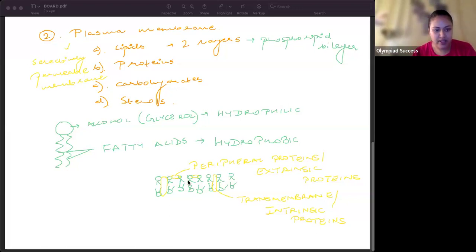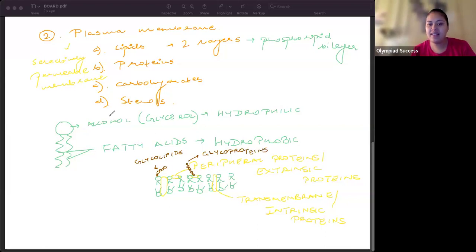Okay, next, normally carbohydrates can be attached in two ways. I'll just draw it with another color. So carbohydrates either can be attached to the lipid layer or they can be attached to the protein. If they're attached to the lipid, they are known as glycolipids. Glyco means glucose, lipids because they're attached to the lipid. And if they're attached to the protein, they are known as glycoproteins.